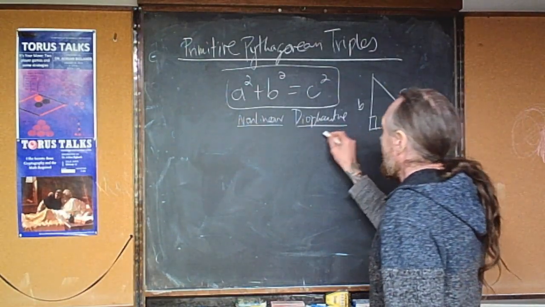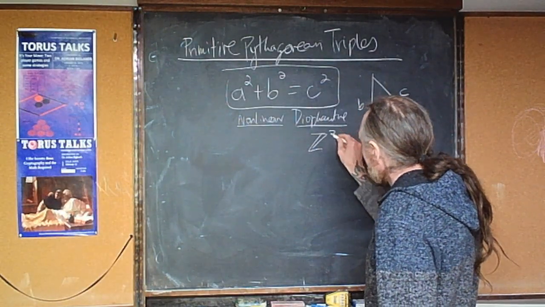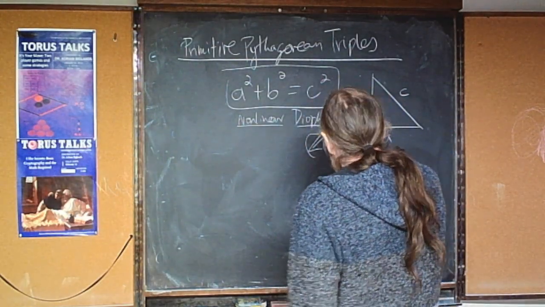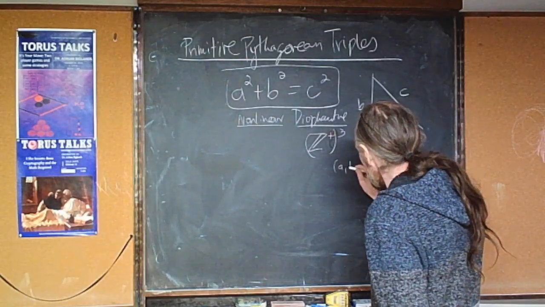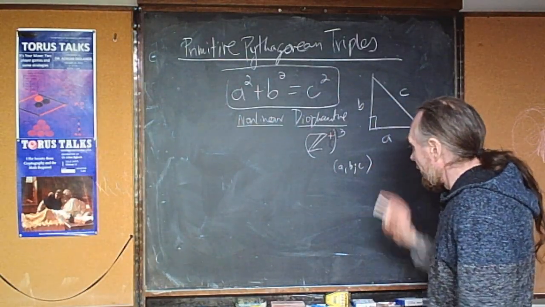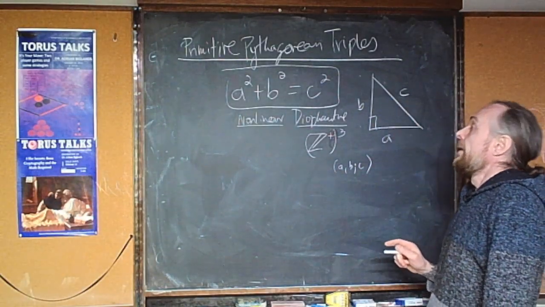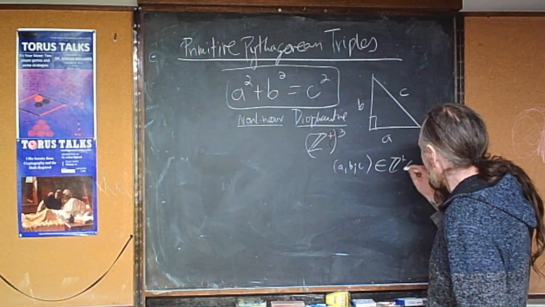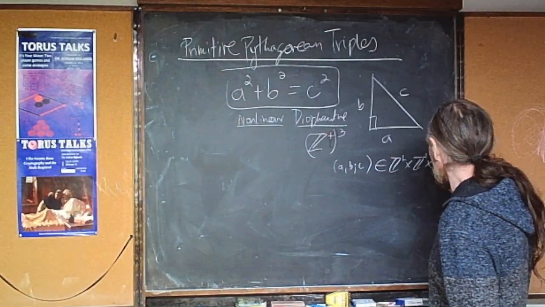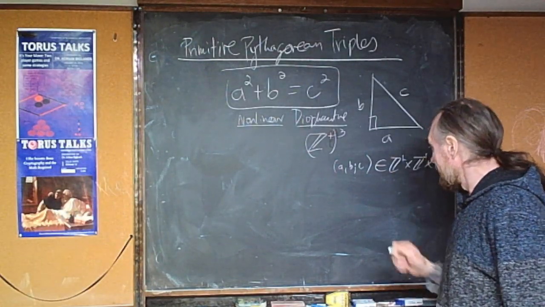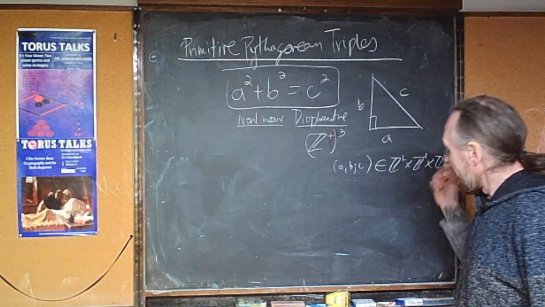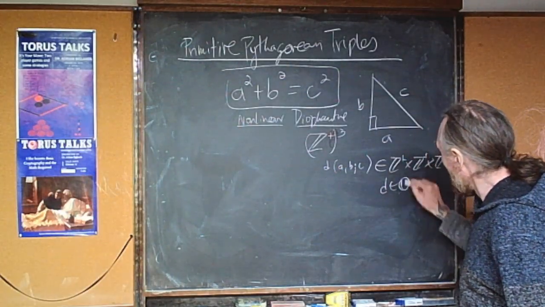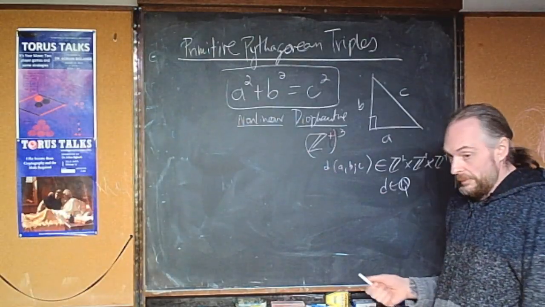And then Diophantine means we're looking for solutions in Z cubed, Z positive cubed, which means a and b and c, where c will make the hypotenuse. We're looking for positive integer solutions of this. And then you can find all the rational ones by multiplying by d, where d is in Q, and that will give you all the rational Pythagorean triples.